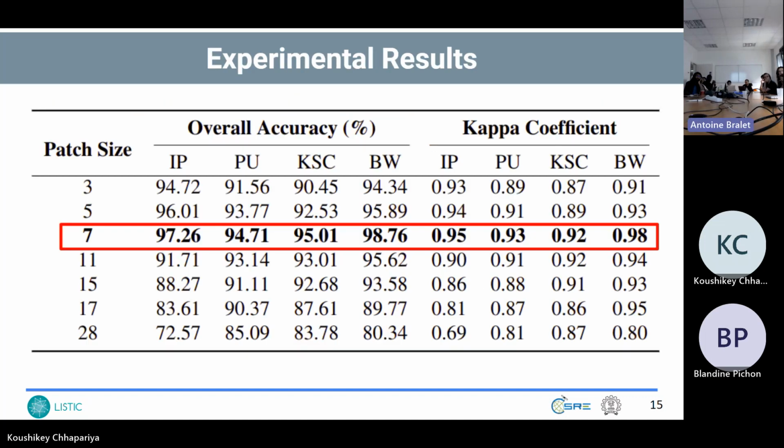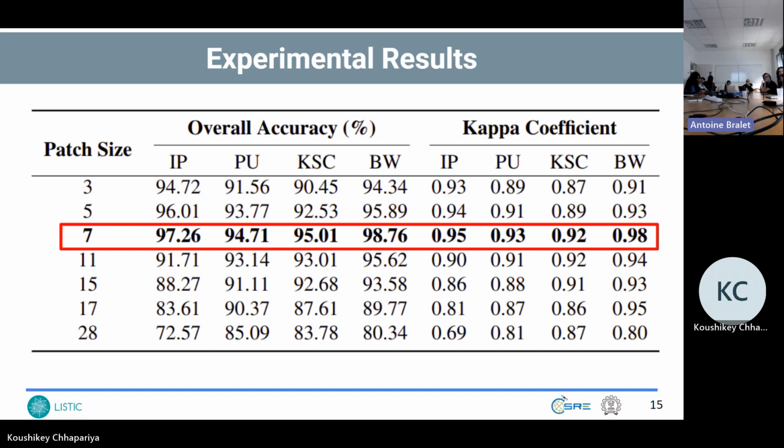So these were the experimental results. Just observe the overall accuracy and kappa coefficient. The terminologies IP, PU, KSC, and BW are different hyperspectral data sets. IP stands for Indian Pines, PU for Pavia University, KSC for Kennedy Space Center, and BW for Botswana. So these are the names of the different hyperspectral satellite data sets that I have used.